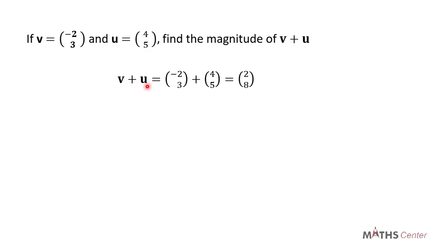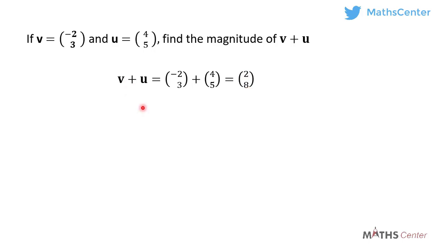Vector v plus u will be equal to the vector v, which has the components (-2, 3), plus the vector u, which has the components (4, 5). We will add the x component of the vector v to the x component of the vector u, and then we will add the y component of the vector v to the y component of the vector u. So we will have -2 plus 4, which will give us 2, and 3 plus 5, which will give us 8. So the vector v plus u will give us (2, 8).